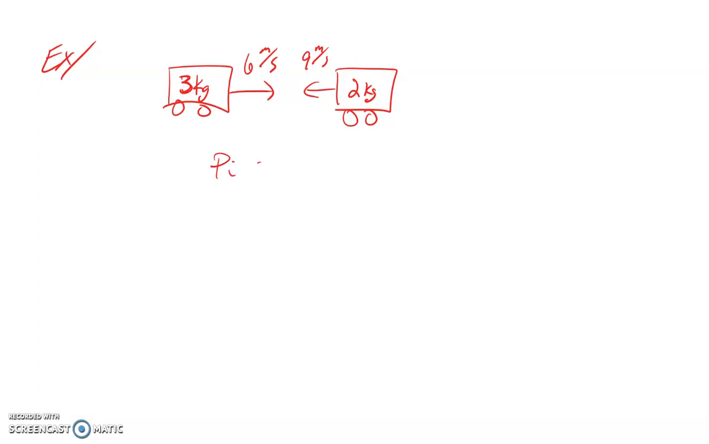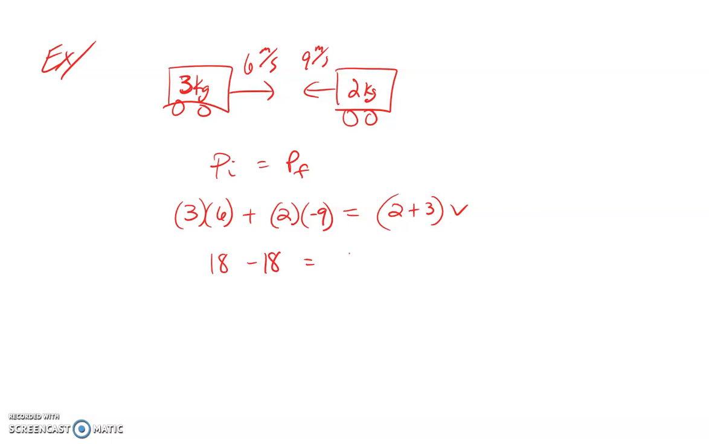Well, we know the initial momentum has to equal the final momentum. So 3 times positive 6 plus 2 times negative 9, because it's going the opposite direction, equals their masses together times some new velocity. 18 minus 18 equals 5v. So we've got 0 as a total momentum on the left, which means we have to have 0 as a total momentum on the right, because v is 0 meters per second. So, in other words, they should hit and stop.